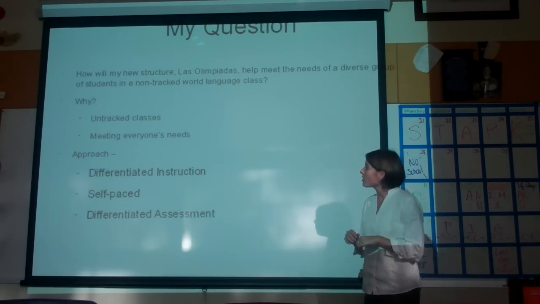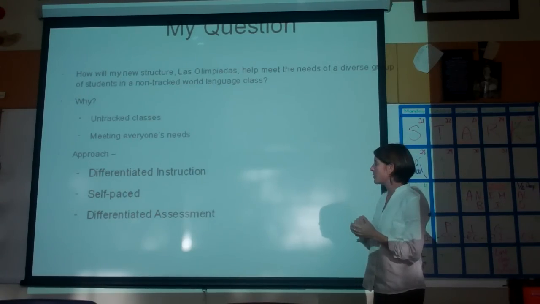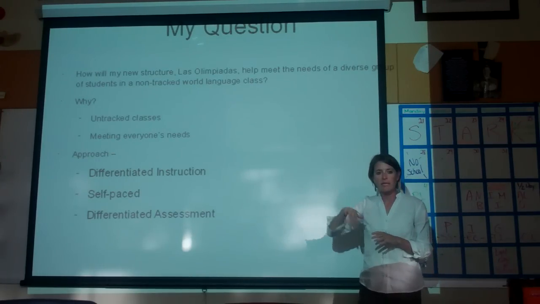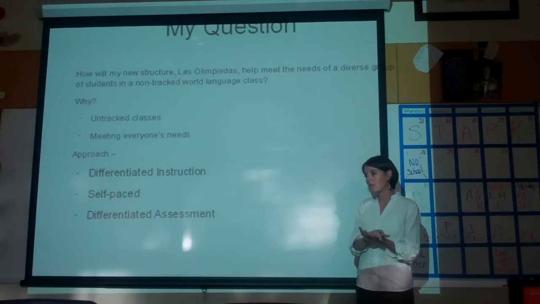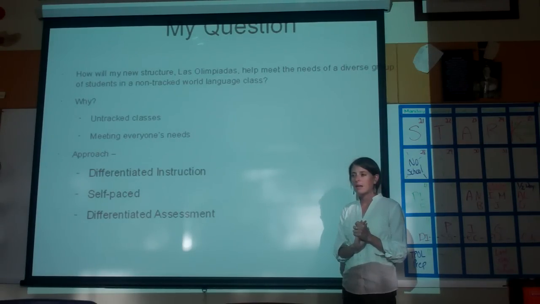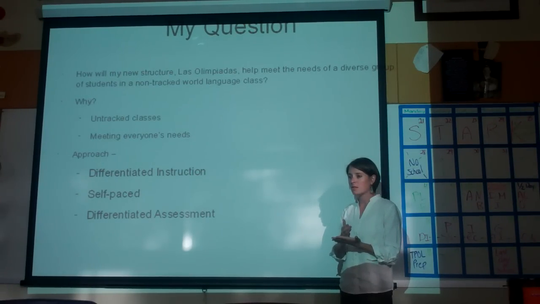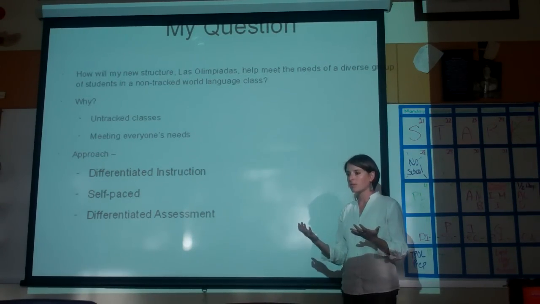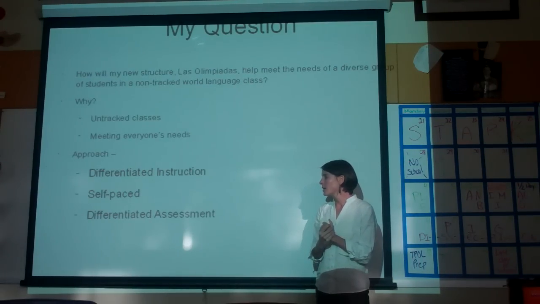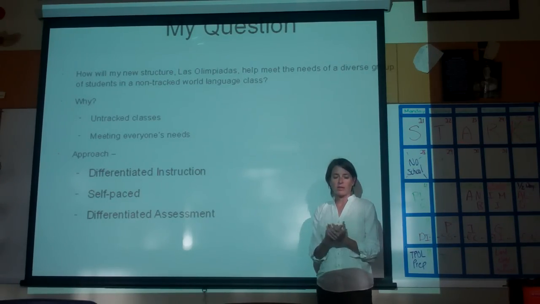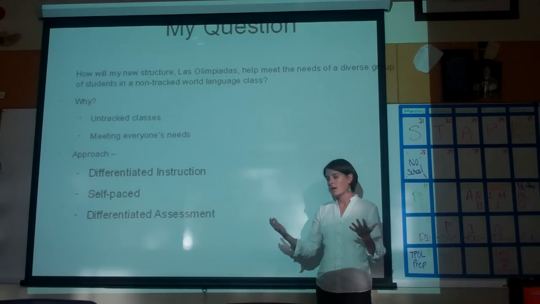So first, as I mentioned, untracked classes, meeting everyone's needs, I provided three different things. I differentiated instruction, so students got to select, based on their prior level of experience with Spanish, what level they would start at, and then they got to self-pace their learning through various levels and various themes of instruction, so that everyone could start where they felt comfortable and received instruction that was at their level and was able to address their needs.